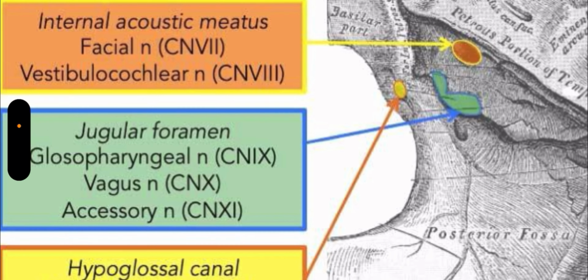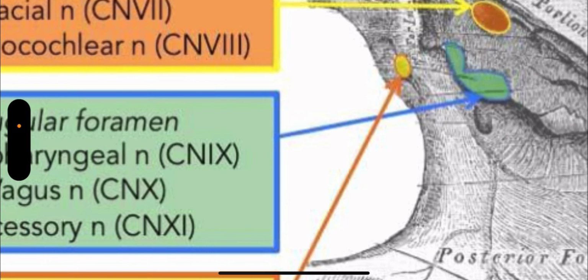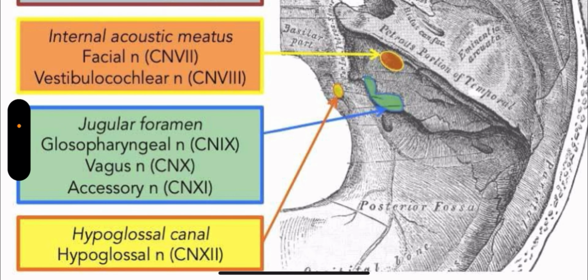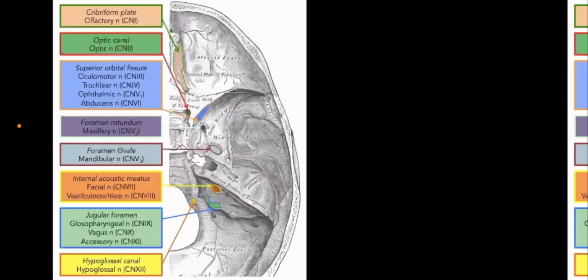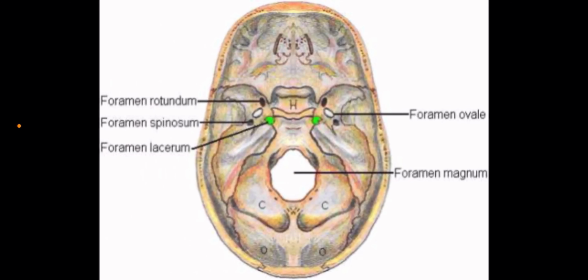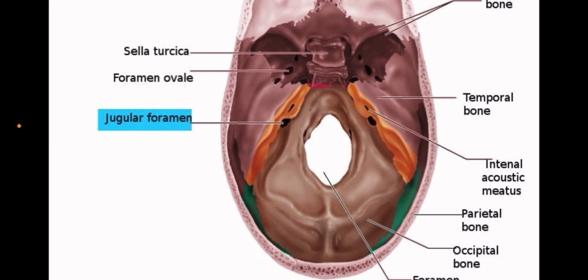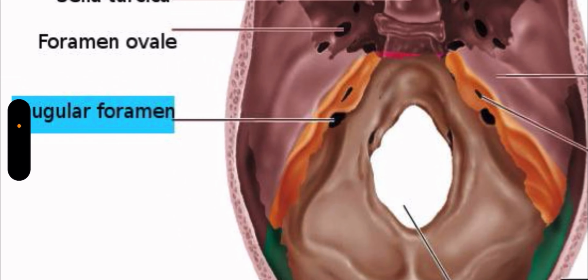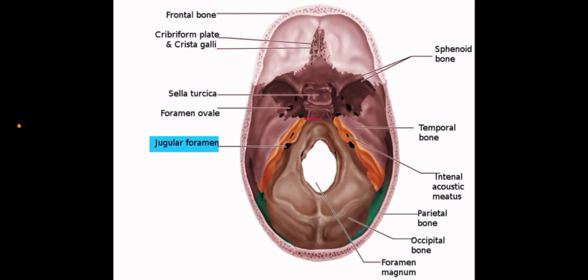And this is the foramen ovale. This is a jugular foramen. And as you can see here, this is hypoglossal. The yellow one here is hypoglossal, this one, and it's so close to the foramen magnum. That's why I included it in one mnemonic. There's another picture for foramen ovale, foramen magnum, rotundum, spinosum, and lacerum. As you can see here, jugular foramen on the side. It's quite obvious.